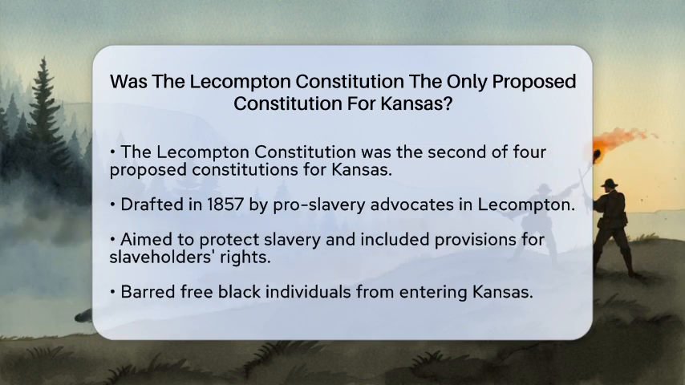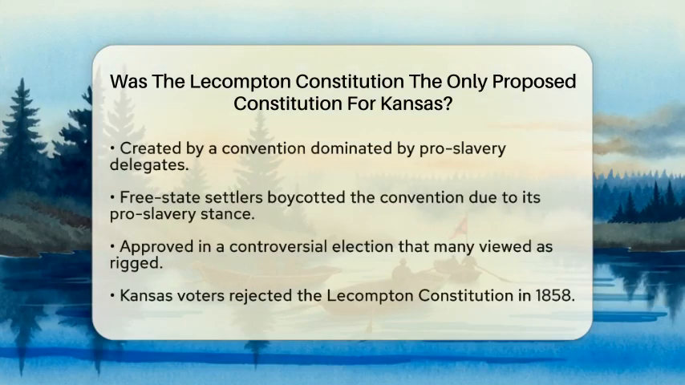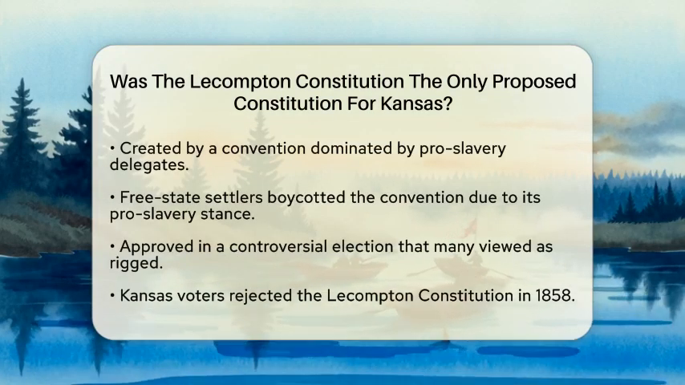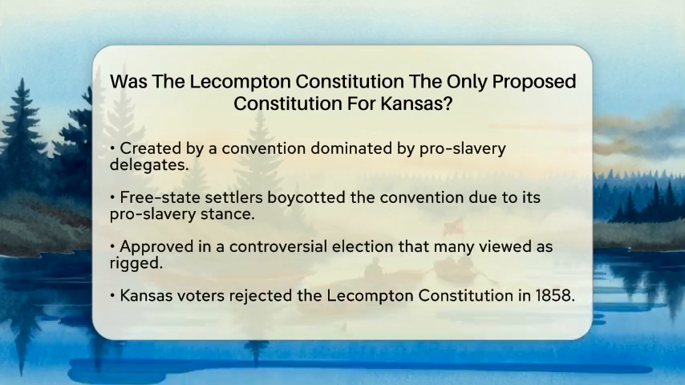The Lecompton Constitution was drafted in 1857 by pro-slavery advocates in the territorial capital of Lecompton. This document was strongly pro-slavery and aimed to protect slavery within Kansas. It included provisions that guaranteed slaveholders' rights to their slaves and barred free black individuals from entering the state. This constitution stirred up a lot of controversy.